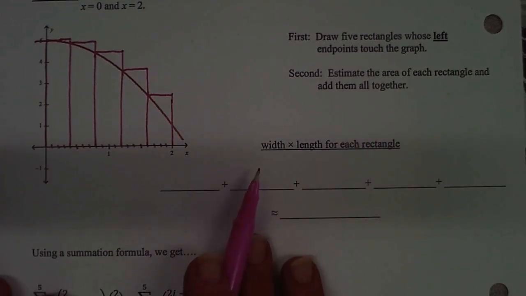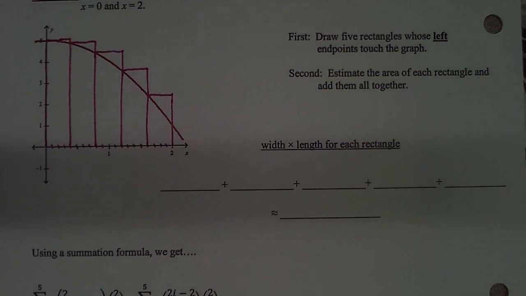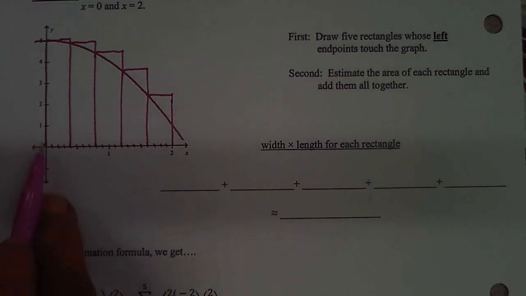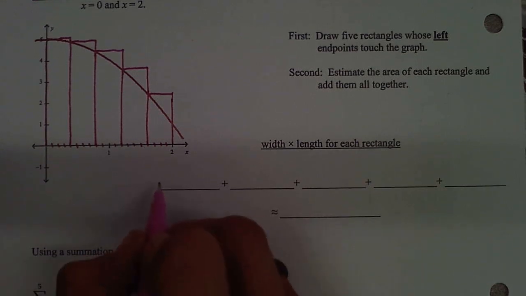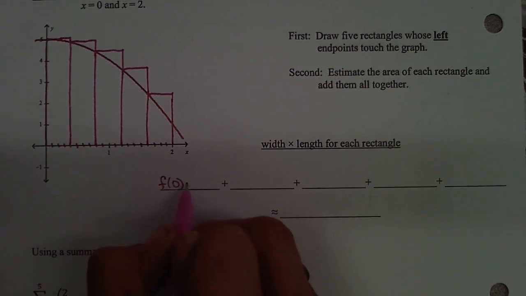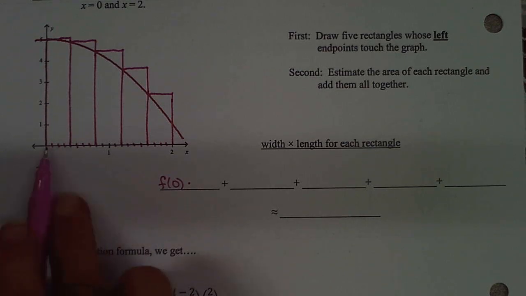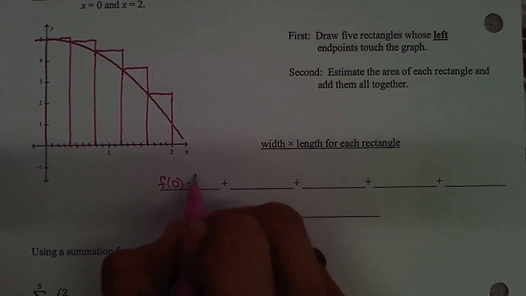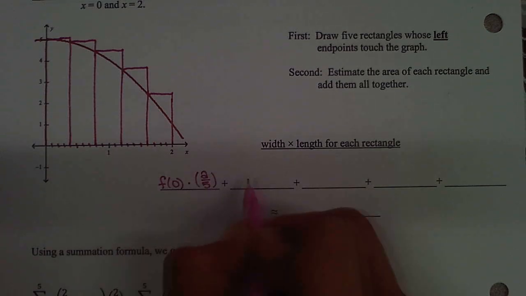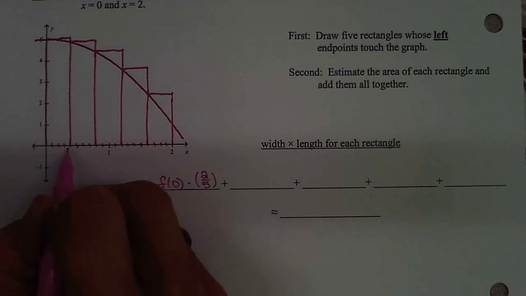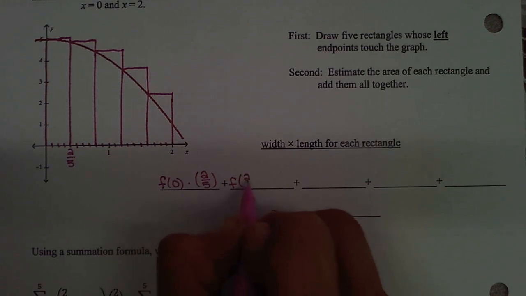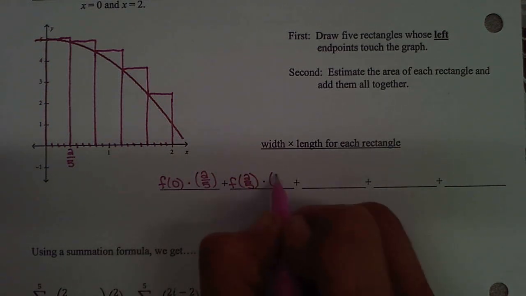But we're still going to go through just like we did before. On this one, whenever we start evaluating to find our height, we're not going to be plugging in 2/5 this time, because we want to start with the height when we plug in a 0. So our first one is the function evaluated at 0 times our width, but the width is still going to be 2/5. We haven't changed that with the problem. So times the 2/5. Now this next one's height is what we got when we plugged in that first 2/5. So f of 2/5 times the width of 2/5.